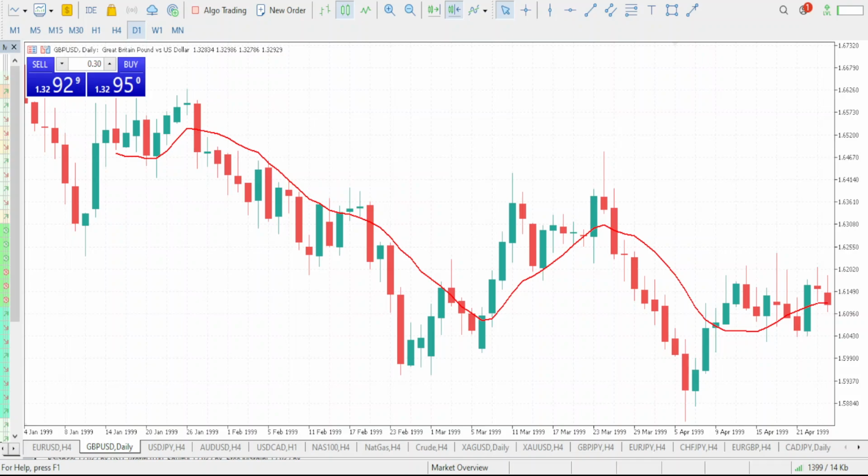So guys, let's take a look at what we are going to be expecting for the day on our GBP USD.